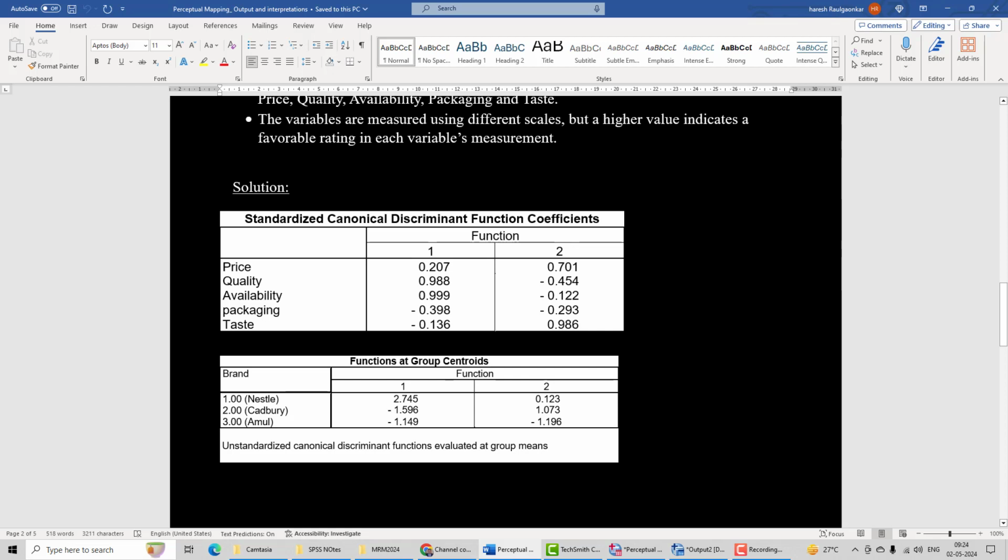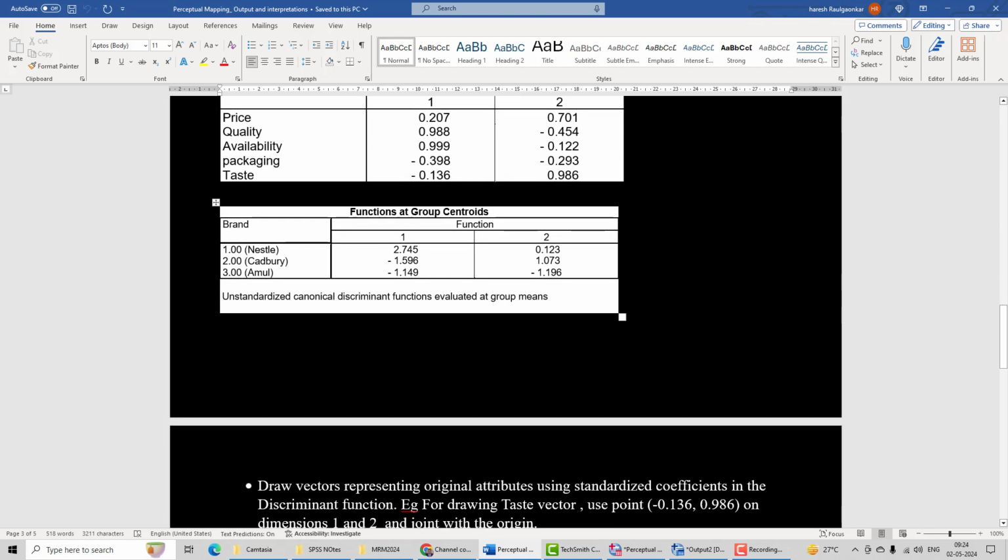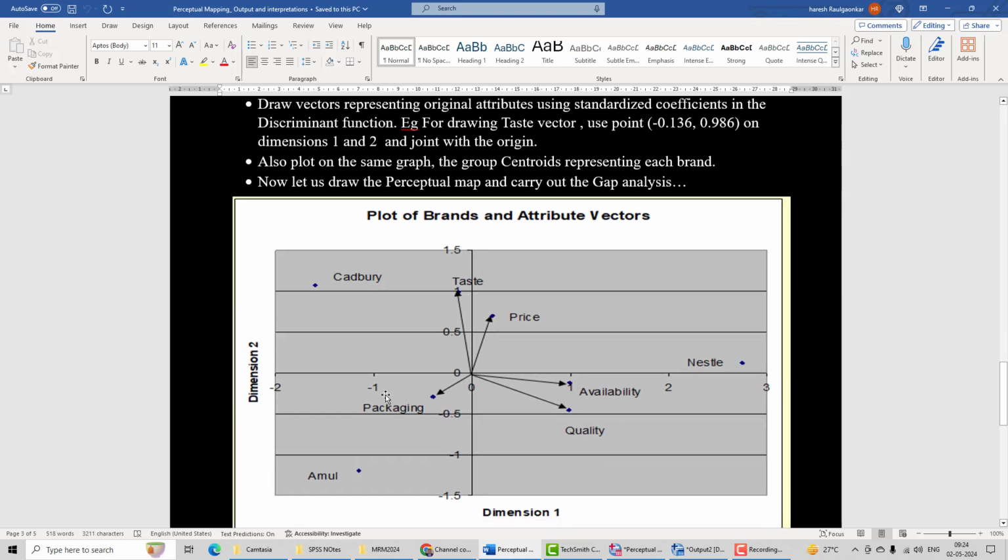So these are the two tables which we are going to use to develop the perceptual map. Please understand we are going to use standardized values because we want to put them on the same graph. So standardized canonical discriminant function coefficients are this, price is this, quality like that, all those values. So first, we are going to draw a map.